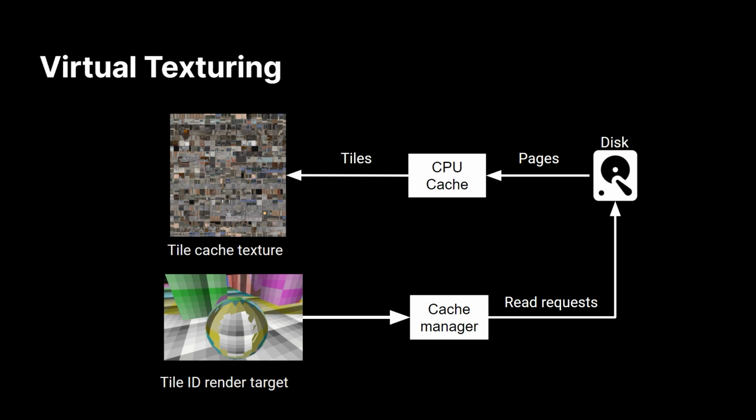As I mentioned, we render the tile IDs to a buffer. This gets copied back to the CPU. There we run some code, which we can call a cache manager. This translates the requests into read requests that then read pages from disk, which contain a bunch of tiles. These pages are read into a CPU cache. They could be compressed further. And then from these pages in the CPU cache, we copy the tiles that were visible and required to render to GPU memory, into the tile cache texture.